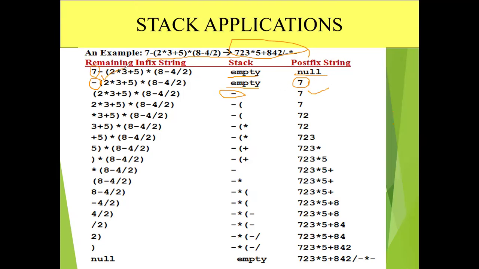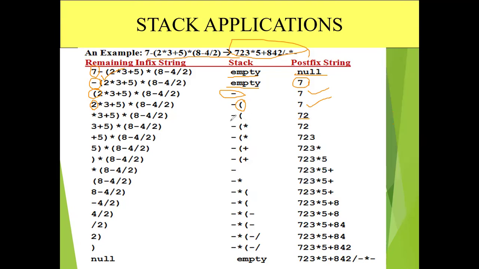Now the next is the left parenthesis. So when we encounter a left parenthesis, it is treated as an operator, so push it onto the stack. The output postfix string is the same, 7 only. Then next is 2. 2 is an operand. So simply we display that 2 in the postfix string.